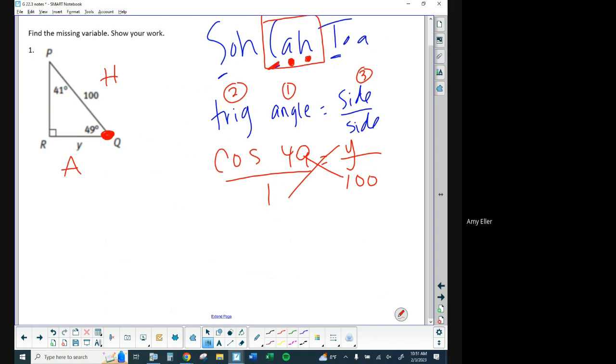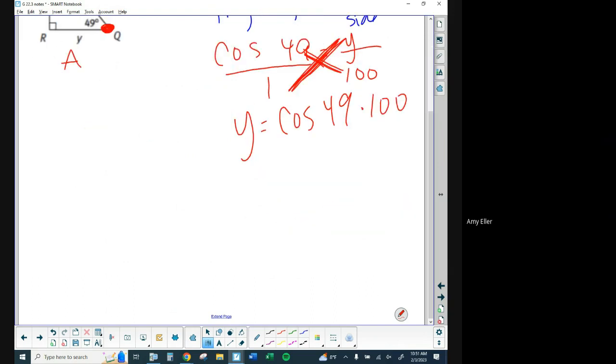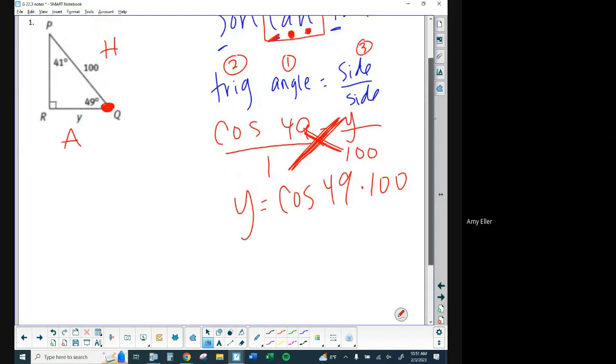So let's do this together. Multiply across. I'm going to do this cross first. 1 times y is y. Let's multiply this cross. That's cosine 49 times 100. Everybody pause. Put your pencil down. Typing this into my calculator can get kind of hairy, so let me talk to you for just a second. Put your pencils down, please.